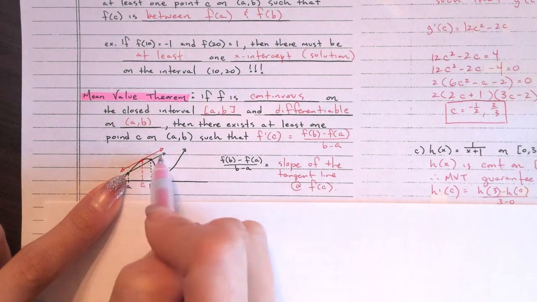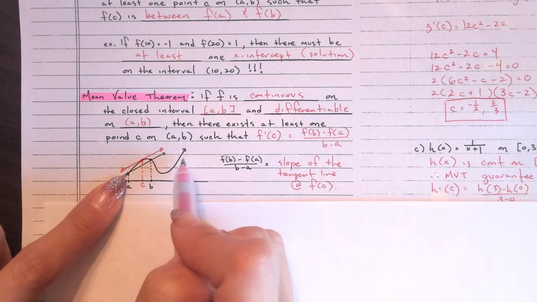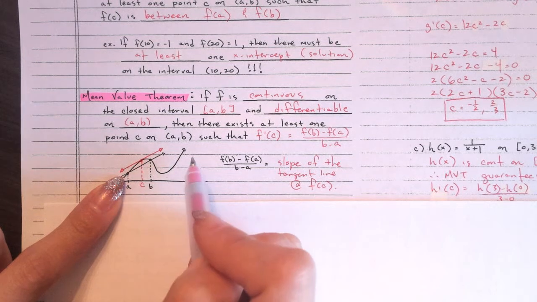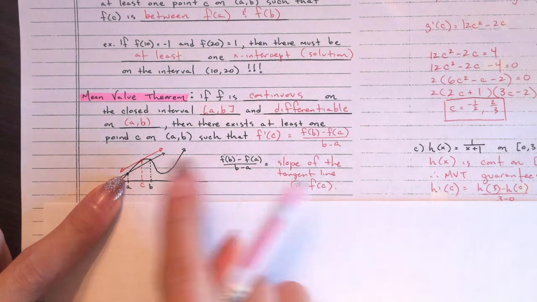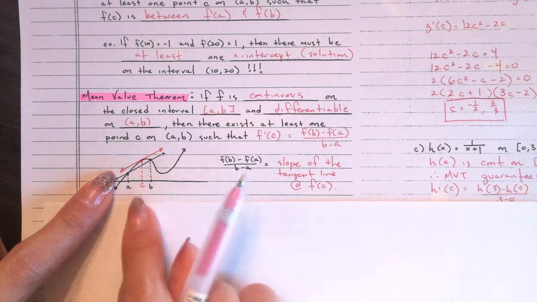So I would have a parallel up here, and then I would have a parallel down here. So it can happen twice. It can happen more than twice. It just kind of depends, right? It depends on what you're looking for and what the endpoints are.